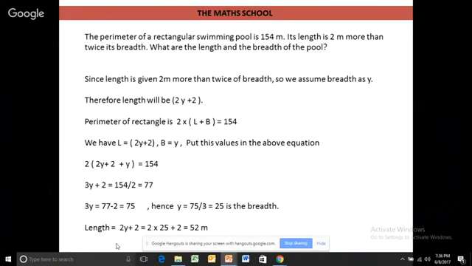Right, so we have done these two questions for this exercise, and very soon we'll be coming up with the next part of this video wherein we will be solving further all the questions of this exercise 2.2.